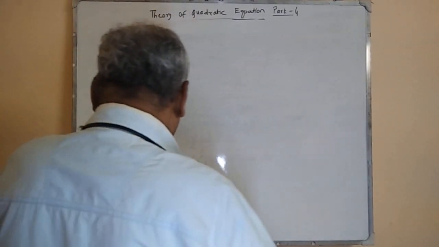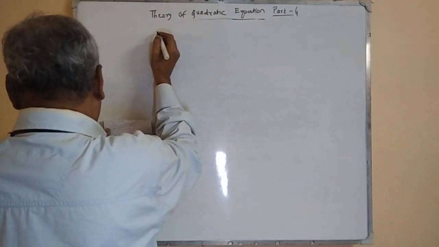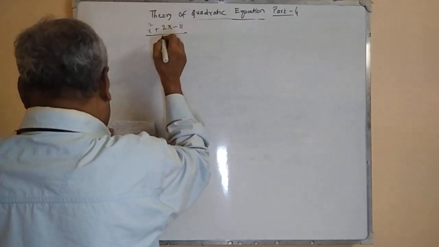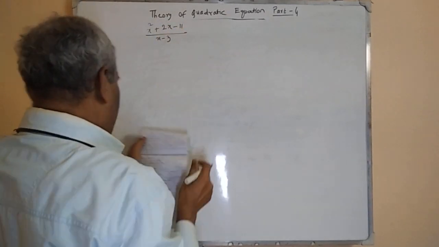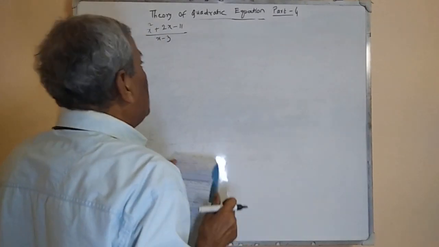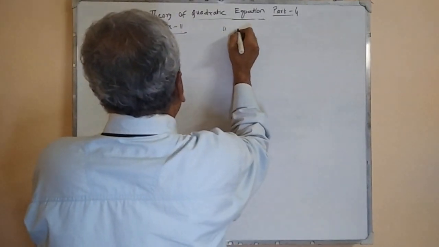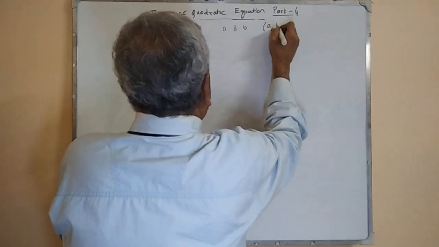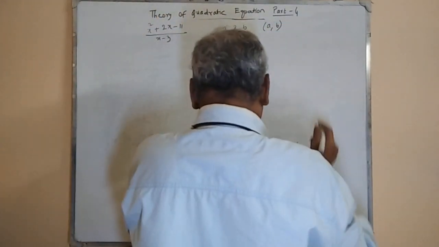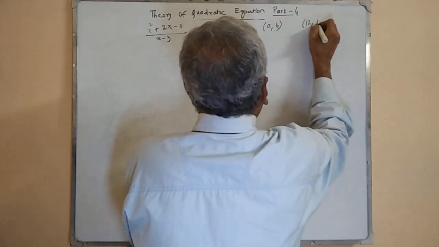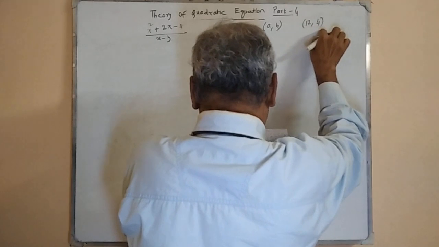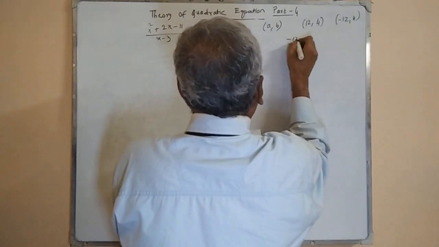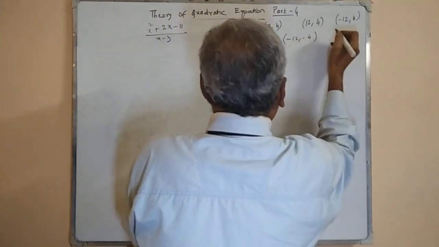If for all x, x square plus 2x minus 11 by x minus 3 assumes all real values which do not lie between a and b, then the values of the pair a and b are equal to, options: 12, 4, that is a is 12 and b is 4; then minus 12, 4; then minus 12, minus 4; and 4, 12.